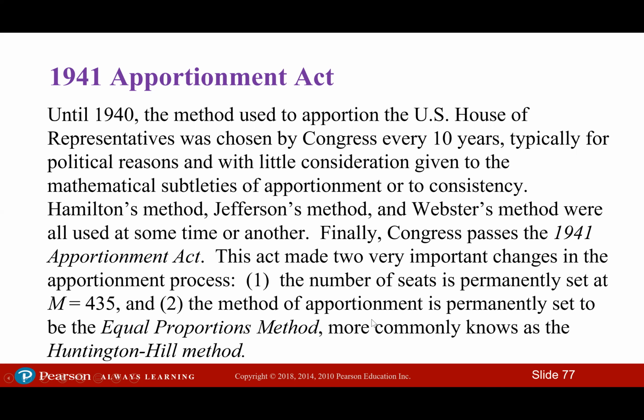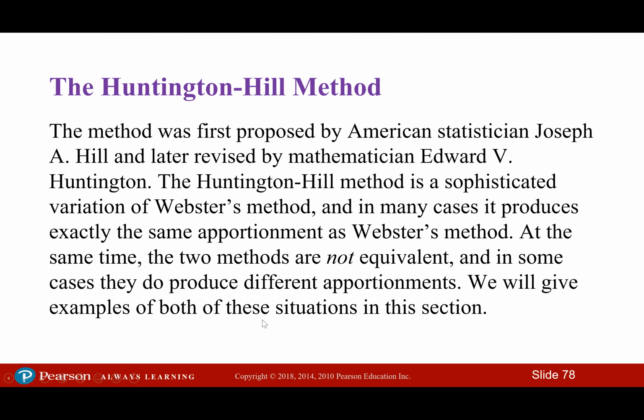And two, the method of apportionment is permanently set to equal the equal proportions method, or what we're going to study right now, which is the Huntington-Hill method. That is it. From here on out, Congress uses this method. So what is this method? Let's go with it. It was proposed by Mr. Hill, a statistician, later revised by Huntington, but then it's called the Huntington-Hill method. So Huntington got his name first on the roll there.